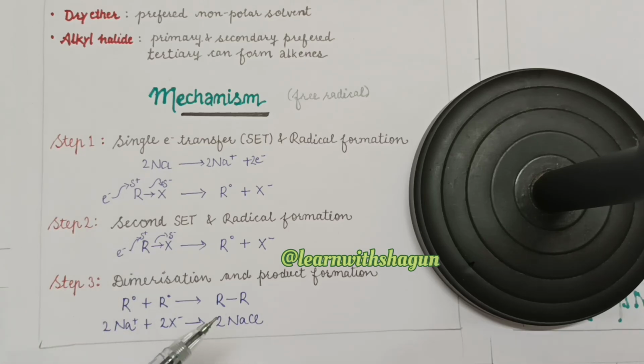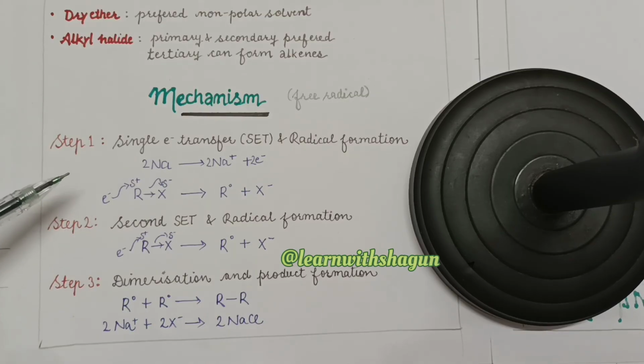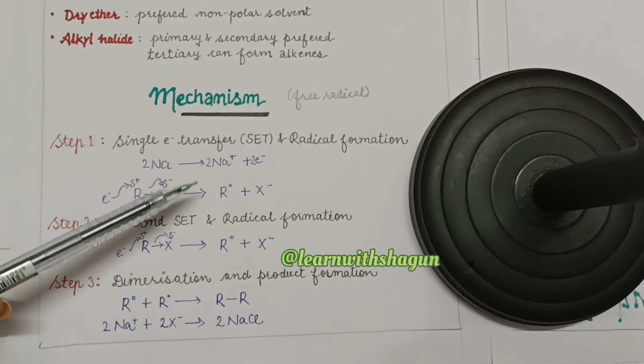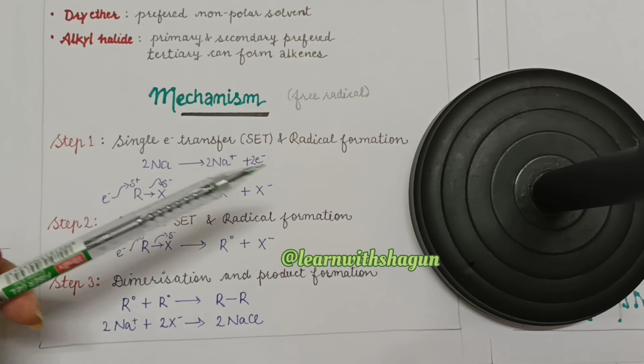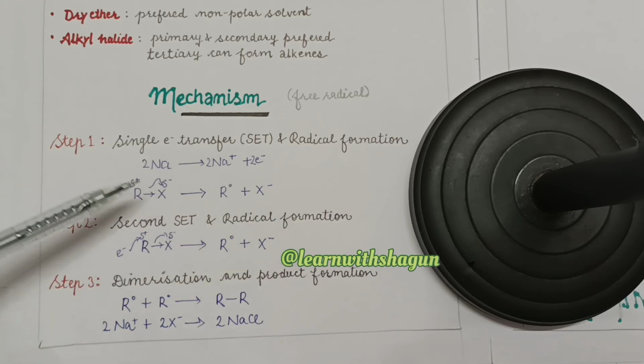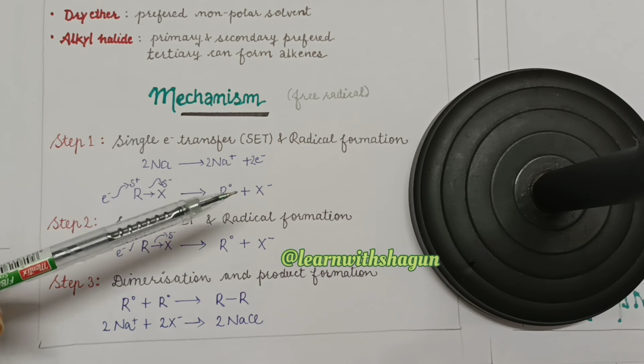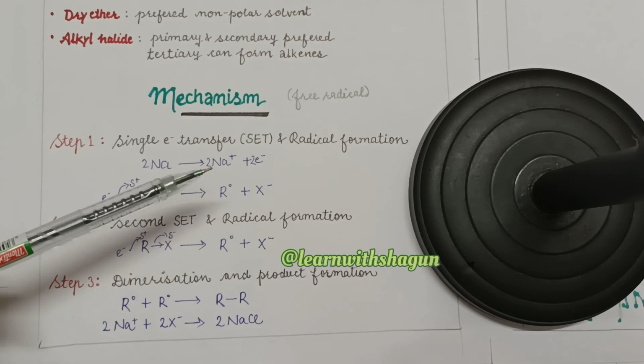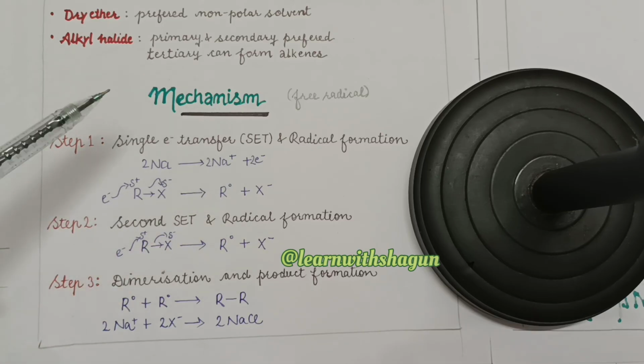Here, if we talk about the mechanism, step number one is single electron transfer, which is SET, and radical formation. You know sodium is there, so two atoms of sodium are there, right? Metallic sodium gets dissociated into its respective cation, Na plus, and it releases two electrons. It releases these inside the dry ether, which is the solvent.